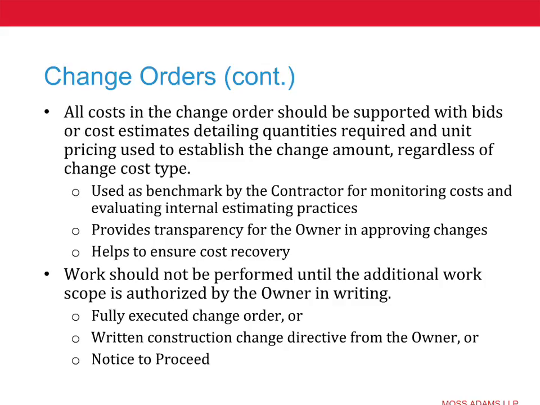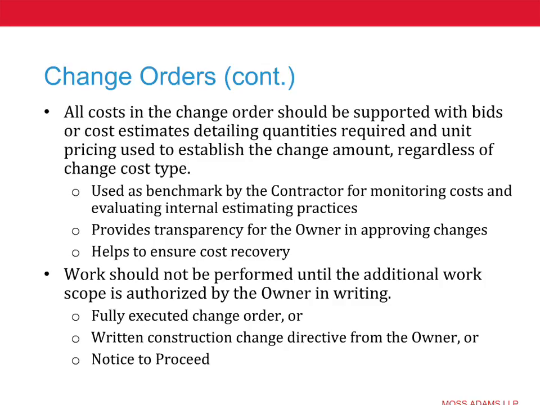The work should not be performed until the additional work scope is authorized by the owner in writing using one of the following: either a fully executed change order, or written construction change directive from the owner, or a notice to proceed. But even if you have that notice to proceed, you're going to want to pretty quickly negotiate that as a change order. Having the notice to proceed is a good thing. We understand that may be necessitated, that work continue under a notice to proceed, but it doesn't really address the cost equation part of a change order, and that needs to be done in a timely manner.